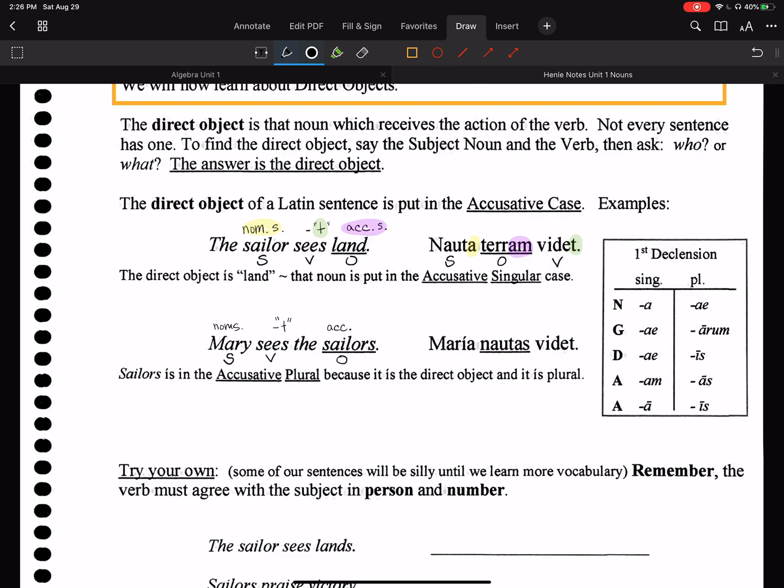The direct object is going to be in the accusative case, but sailors, there's more than one of them. So I need to make sure I use the accusative plural ending when I write this in Latin. Taking these grammatical roles, the subject, the verb and the direct object, I'm going to put the right endings on them, and then put them into Latin word order. The nominative singular for my first declension noun is a. So I'm going to put that on the stem for Mary, so Maria.